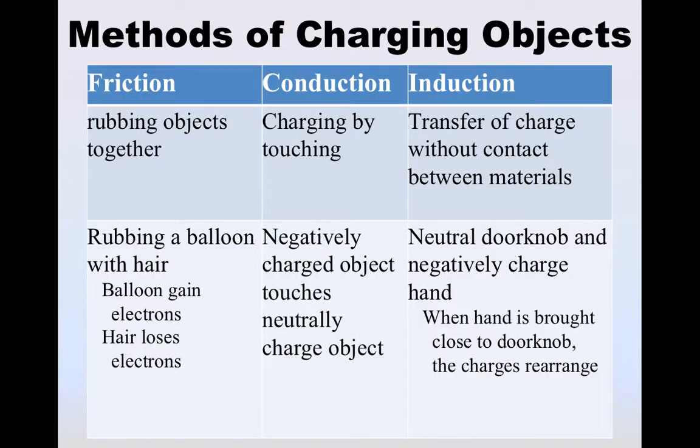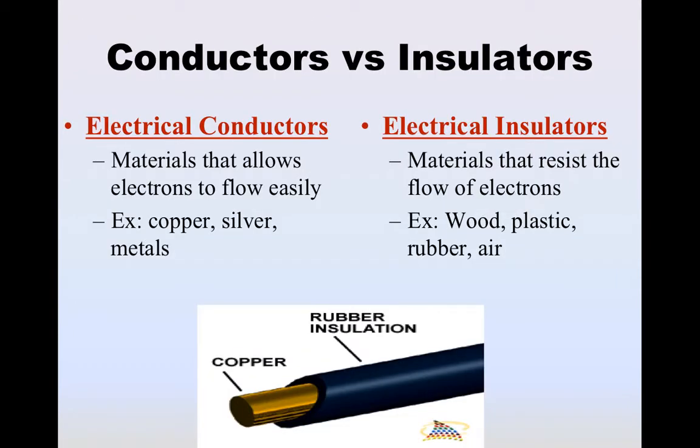Okay? Now, as I said, let's look more in depth at those 3 methods of charging objects. So again, friction, you're rubbing those objects. An example would be rubbing a balloon with the hair. The other one is conduction, where you're charging it by touching. You're touching an object and you're transferring the charges built up on you to that object. So a negatively charged object touches a neutral object, and then that object becomes negative. You're transferring the negative charges. Induction is that last one, a transfer of a charge without even touching that object. So with a neutral doorknob and a negatively charged hand, you get close to the door handle to touch it, bam, you feel the shock of the charges going from you to that door handle.